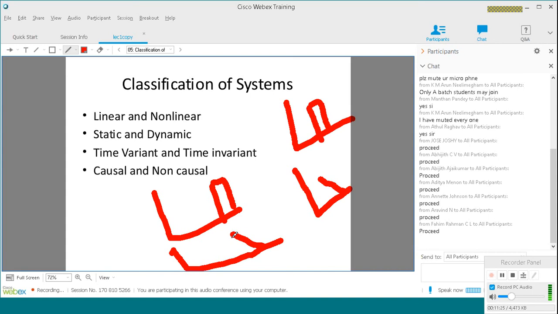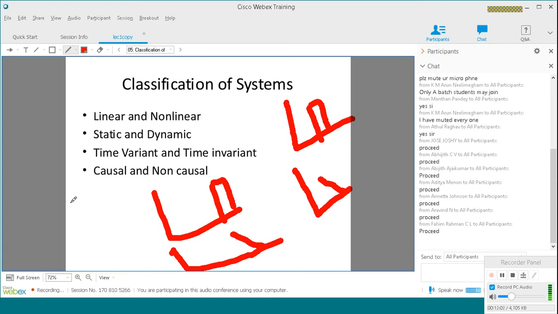And fourth classification is causal and non-causal system. A system is said to be causal if its output depends upon the present input and past inputs. It is non-causal if its output depends on the future inputs. So, an example of a causal system is once again your RL network. Most of the physical systems are causal systems. Examples of non-causal systems are weather forecasting and missile guidance.